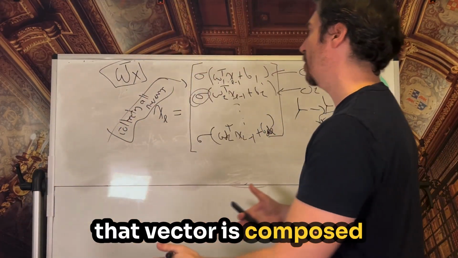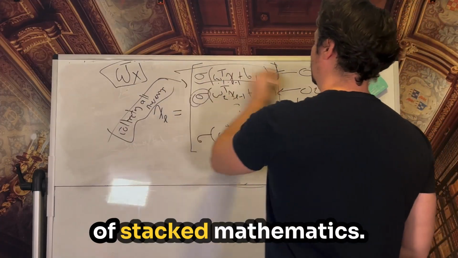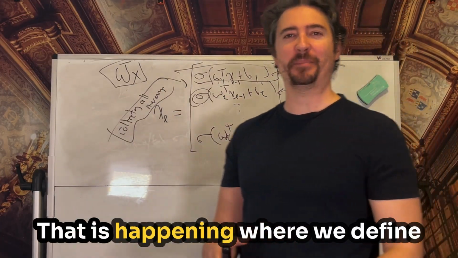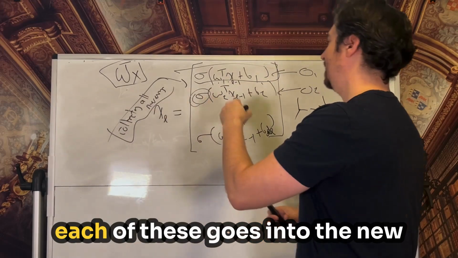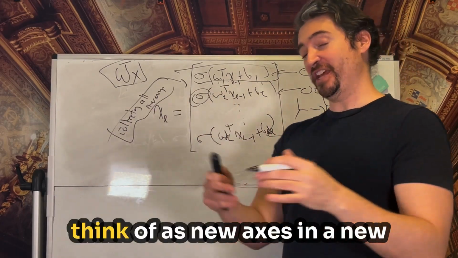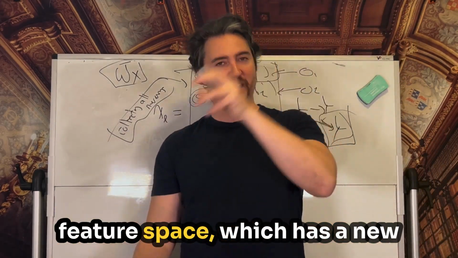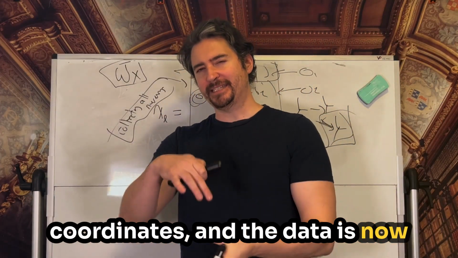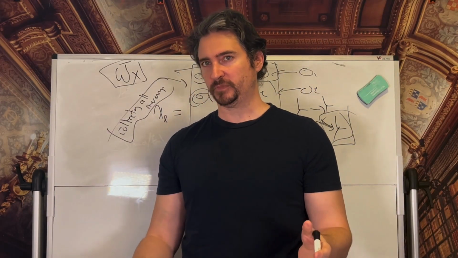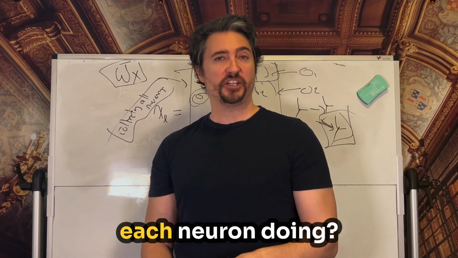And that vector is composed of stacked mathematics that is happening, but we define what each neuron is doing. And each of these goes into the new feature space, which you could think of as new axes in a new feature space, which has a new geometry, which has different coordinates, and the data is now playing in a different playground.